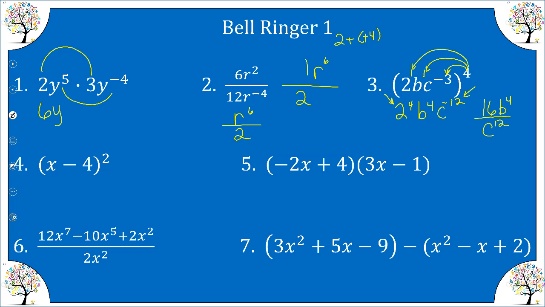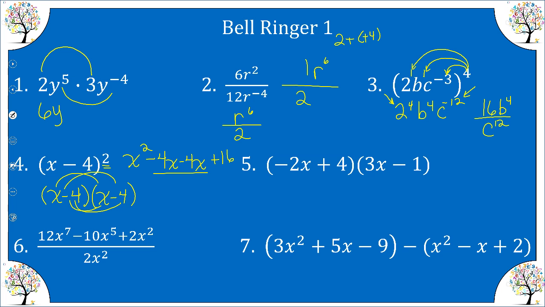Number 4, we have a binomial squared. So you must write your binomial out twice and then double distribute. We have x times x gives us x squared. X times minus 4 is negative 4x. Negative 4 times x is negative 4x. And negative 4 times negative 4 is positive 16. Now simplify the middle terms and you get x squared minus 8x plus 16. We have a quadratic trinomial.